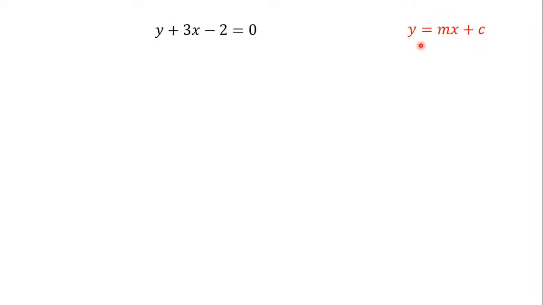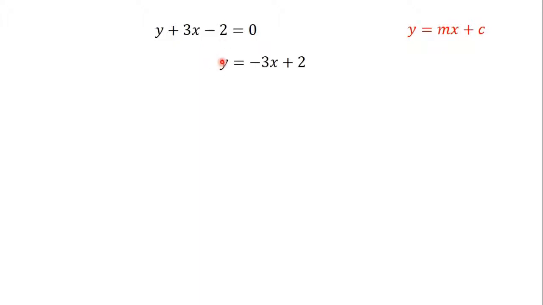The general equation of a straight line is given by y = mx + c. When you express the equation of a straight line in this form, m will give you the gradient of the straight line. So if you want to find the gradient of this straight line, you have to express it in the form y = mx + c. That is, you have to make y the subject of this equation.